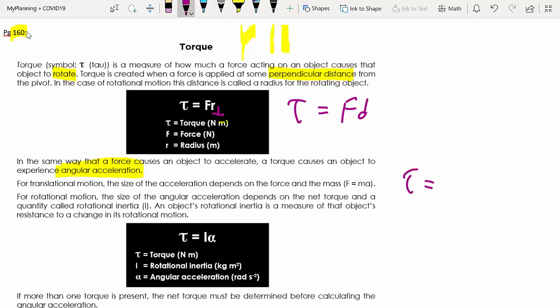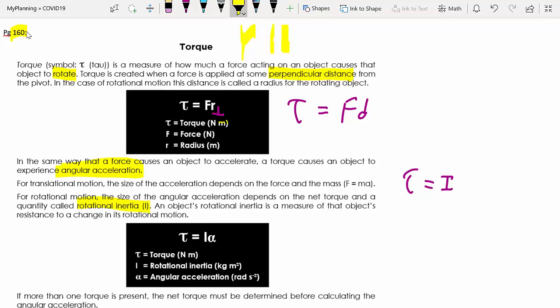What's the rotational equivalent of mass? Well, interesting, it's something called rotational inertia. So mass is really inertia, and now we're going to be looking at something called rotational inertia. An object's rotational inertia is a measure of that object's resistance to change. Not just resistance to motion, but resistance to rotational motion.